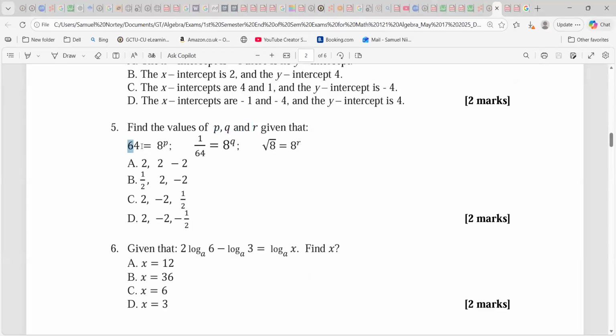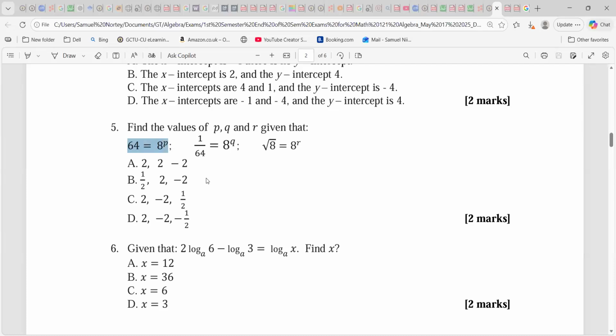So 64 is equal to 8P. Can somebody help us? What can we do to 64 so that it has a base of 8? What is 64 in base 8? 8 raised to the power 2. Thank you. Or square root of 64. So square root of 64 will give you 8 squared. Okay, so it means that P is equal to what? Is it not 2? If 8 squared is equal to 8P, then P is equal to 2. Okay, so we know what P is.